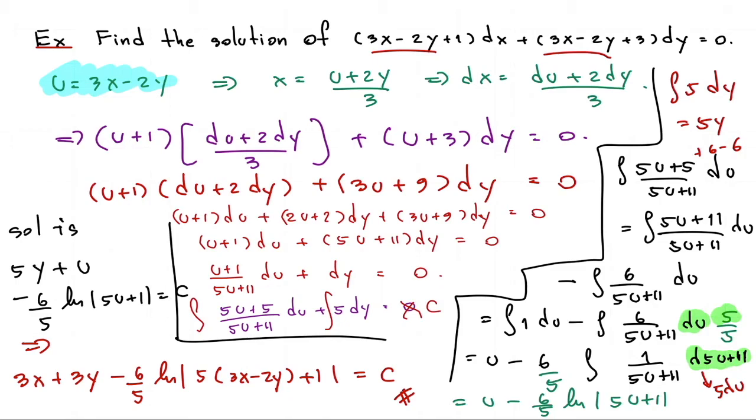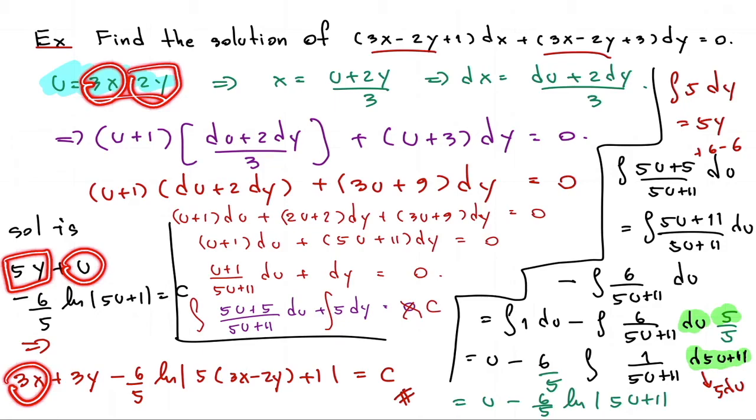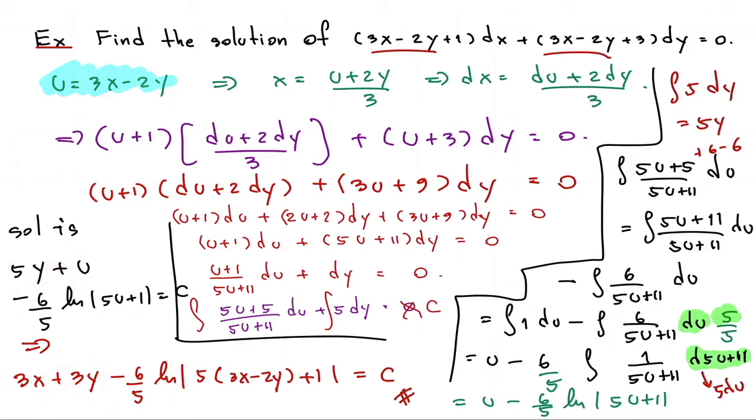For some of you who don't understand here, u here is this guy, right? So 3x is here, and 5y minus 2y, that's 3y here. So this is the solution.